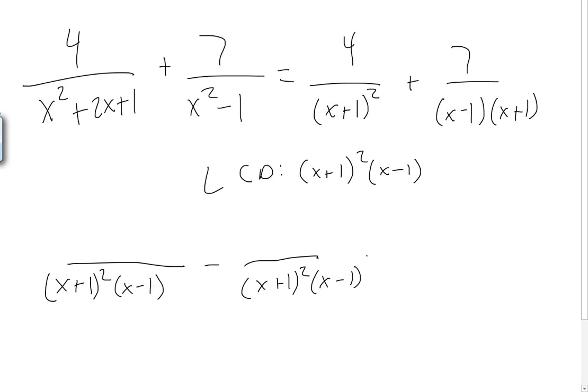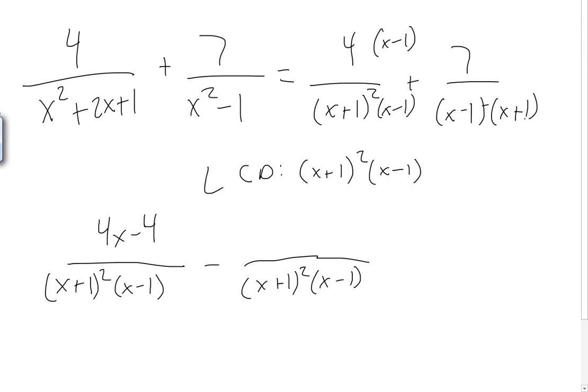And then the idea is that to get 4 over x plus 1 squared to have LCD x plus 1 squared x minus 1, I got to multiply top and bottom by x minus 1. I multiply by x minus 1 here, I multiply by x minus 1 here, and I'm left with 4x minus 4 over x plus 1 squared times x minus 1. Notice that's the same fraction. I haven't changed anything. If you factor out the 4 and cancel out the x minus 1, you would go back one step. Now, it's not a good idea to do that, but you could check that you did it correctly.